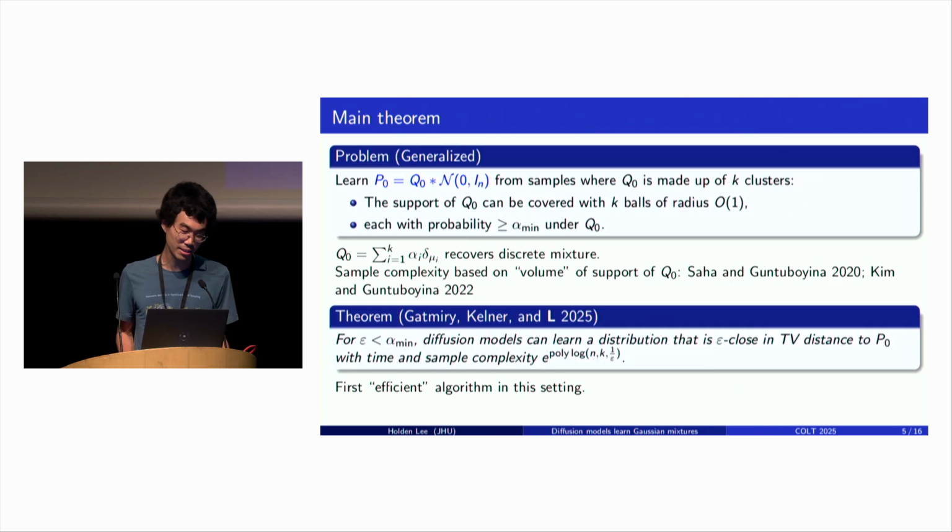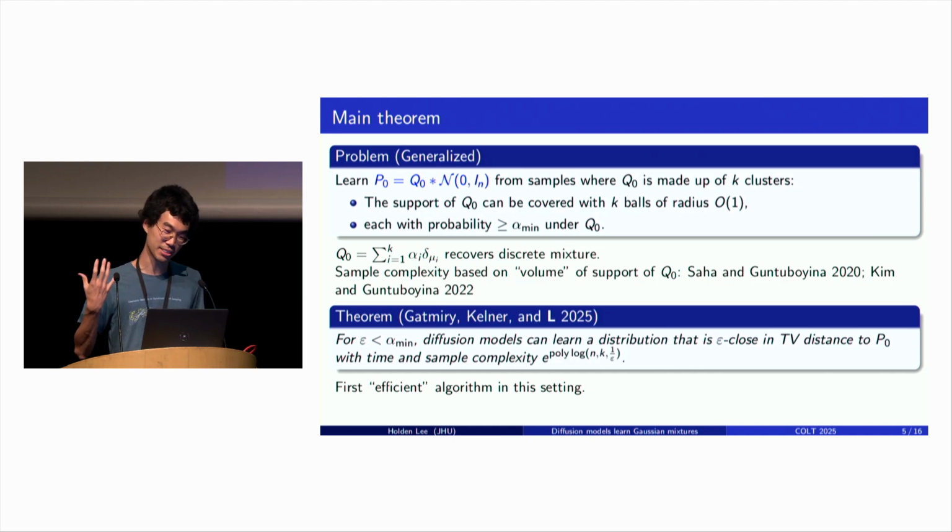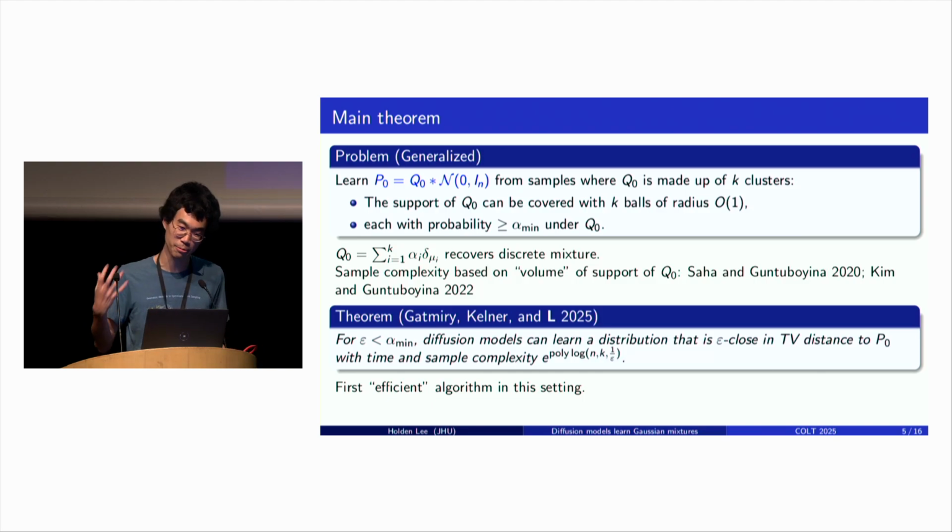Okay, so here's our main theorem. We actually prove a generalization. We can think of a mixture of k Gaussians as a discrete probability measure on k points convolved with a Gaussian. The way I'll generalize this is to a non-parametric family where we want to learn a distribution that's some base distribution Q0, think of that as the means, convolved with an identity covariance Gaussian, where this base measure Q0 is made up of k clusters.